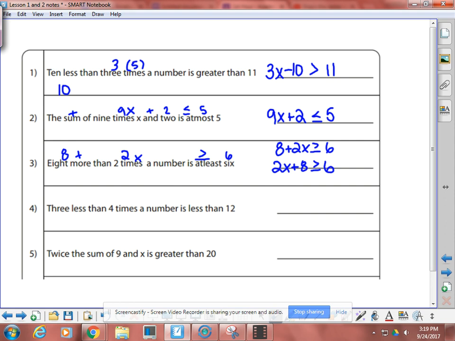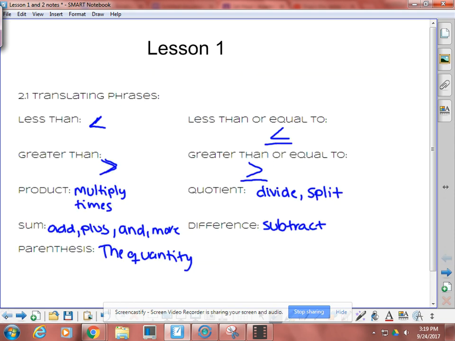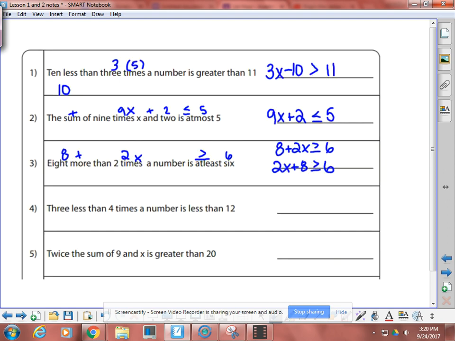3 less. Okay, so 3 less, so let's go back to our subtraction ones. Oops, that's the next day. Our subtraction ones, and the word less should get added into that. 3 less than 4 times a number is less than, so it can't be equal to, it's just less than 12. Okay, so 3 less than 4 times a number. Well, the 4 times a number has to come first before we can subtract 3 from it. So you just kind of have to think through that one logically. So 4x minus 3 is less than 12.